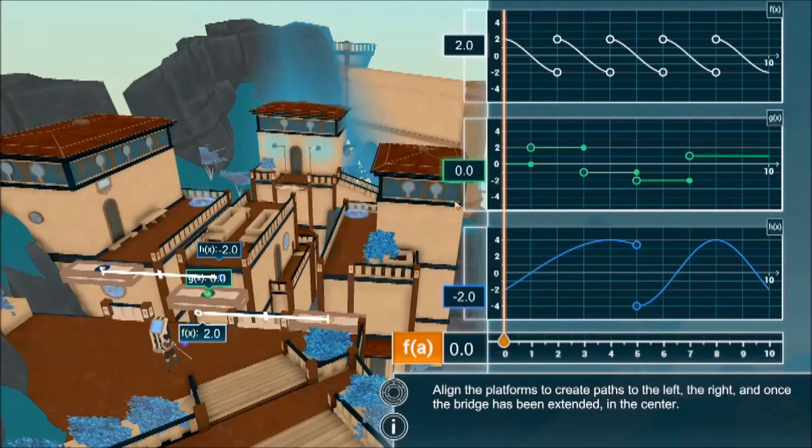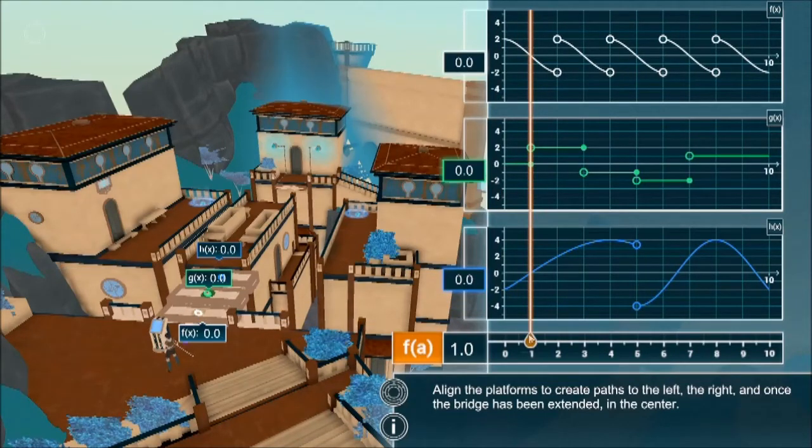That doesn't sound good. So align platforms to create paths to the left, the right, and once the bridge has been extended, in the center. So we basically need to line up all of these points. We need to have them have the exact same value. That's not too hard, actually. There we go. I think.